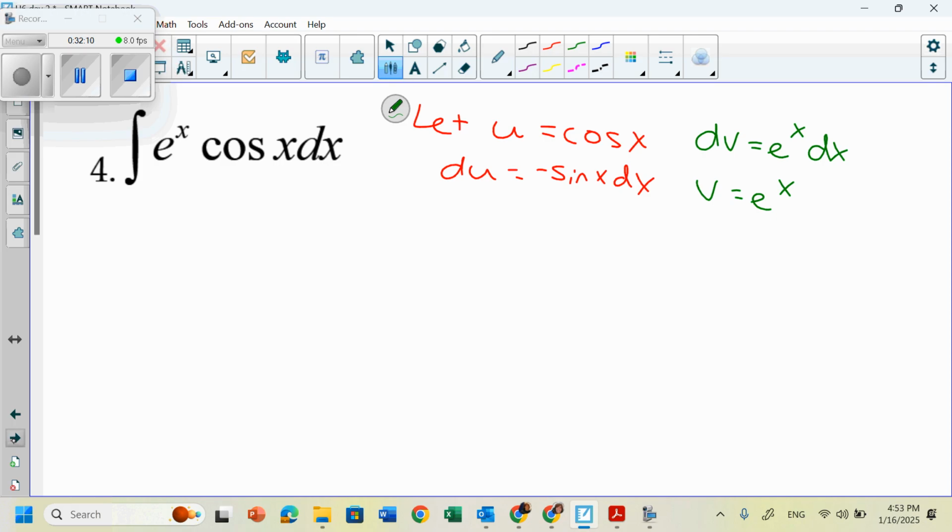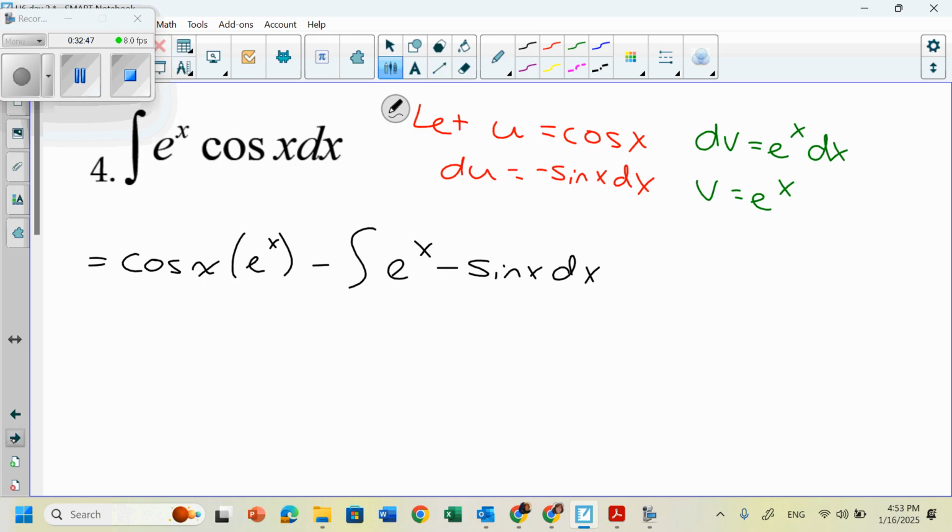All right, so here we go. u times v, minus the integral of v du. Now I have an issue with how I just wrote this, and hopefully you recognize what issue I have. Right now inside the integral it says e to the x minus sine x, and not e to the x times negative sine x. Parentheses do matter, so those parentheses do matter right there.